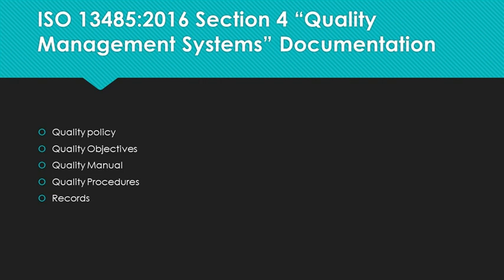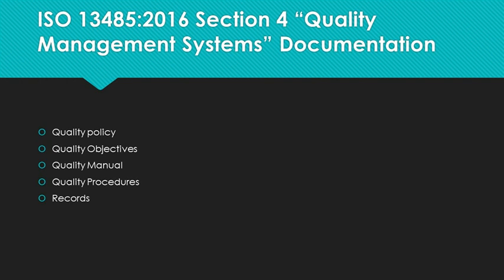Okay, that summarizes the big decisions that need to be made just to develop the quality management system. The next step is to get into the details, and the first detail is documentation. ISO 13485 requires specific documents. You must have a quality policy. You must have quality objectives. You must have a quality manual.